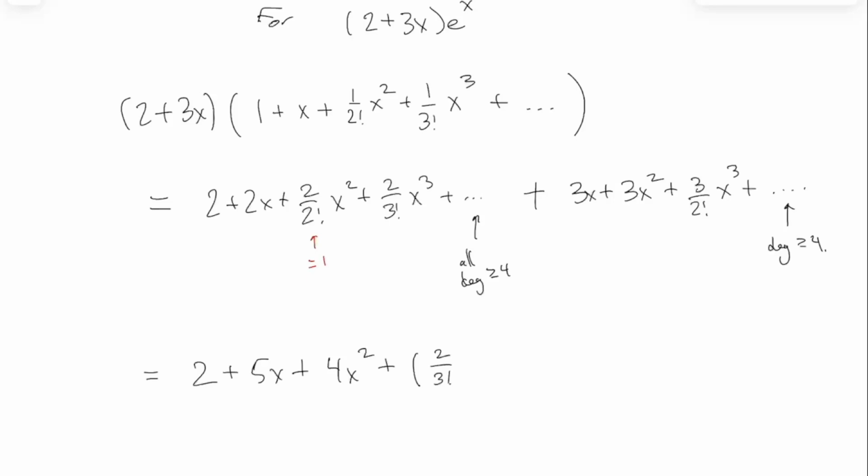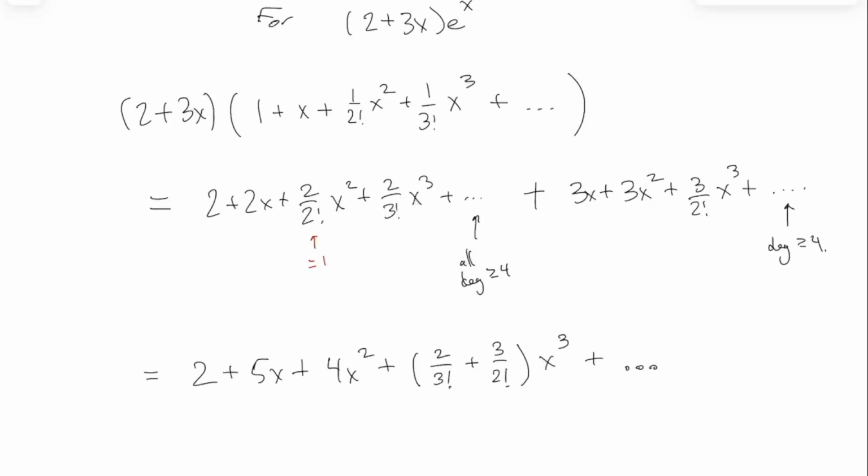I mean, you could try to simplify these fractions, but there's nothing that adds together to be anything cute. It's just whatever it is. Plus dot dot dot. And everything in those dots is degree 4 or higher.